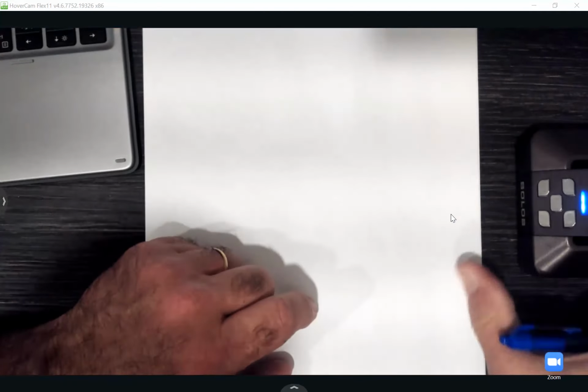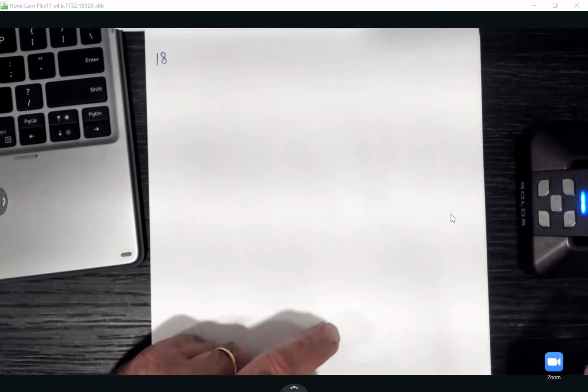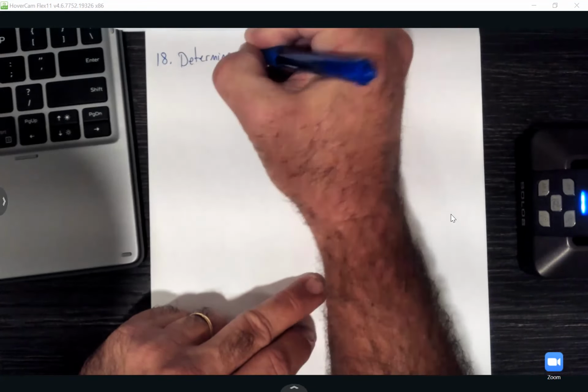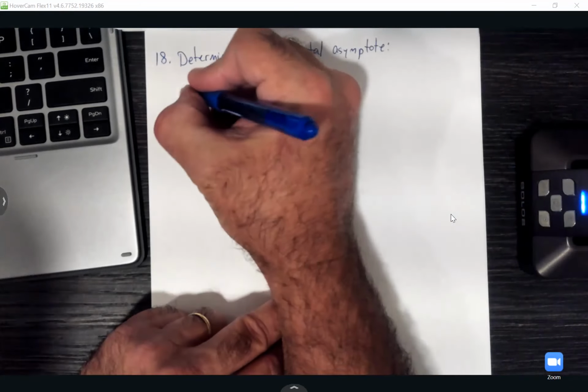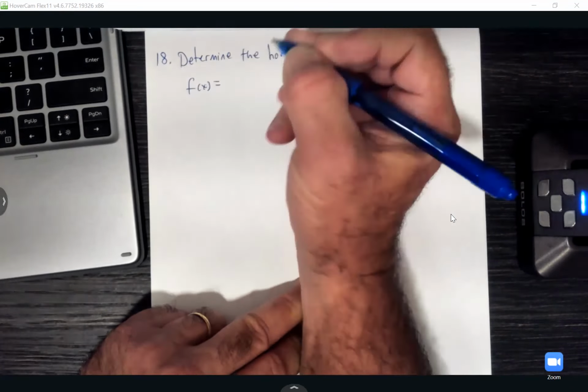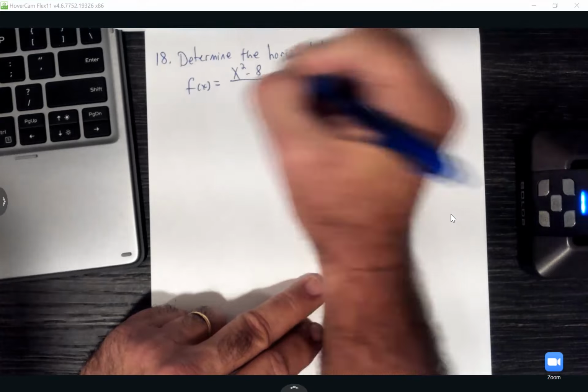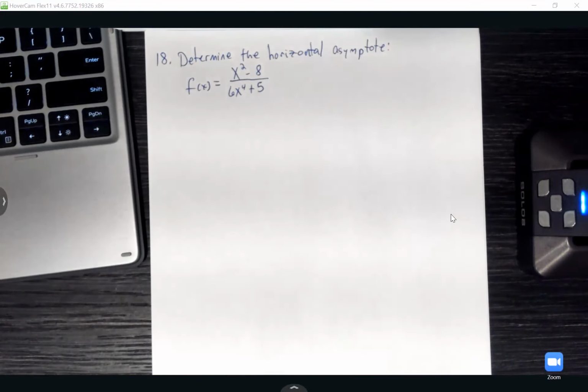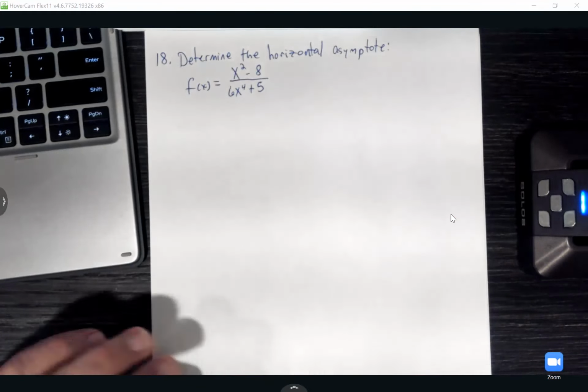All right, y'all, let's see what this is. 18. Not as bad. This one just wants me to determine the horizontal asymptote. So they're giving me f of x equals x squared minus 8 over 6x to the 4th plus 5. So y'all, you don't really have to do much work on this one. You just got to look at the degree of the top, which is a 2. The degree of the bottom is a 4. So the bottom is greater than the top.